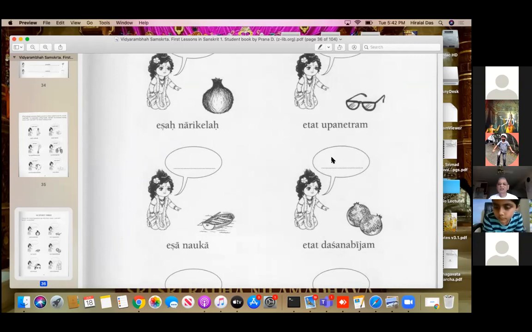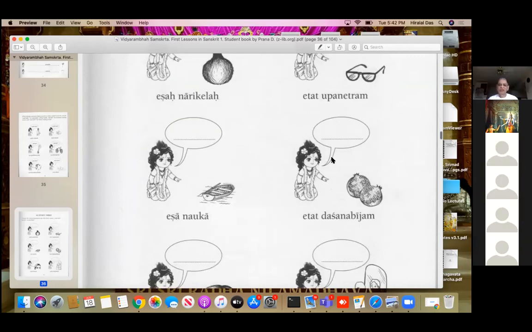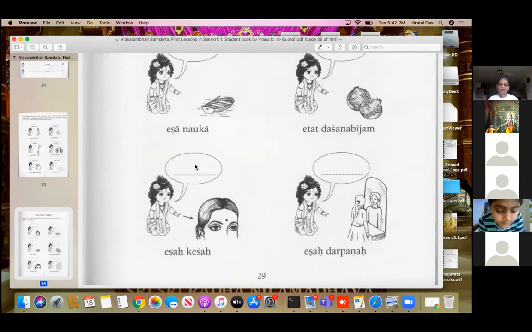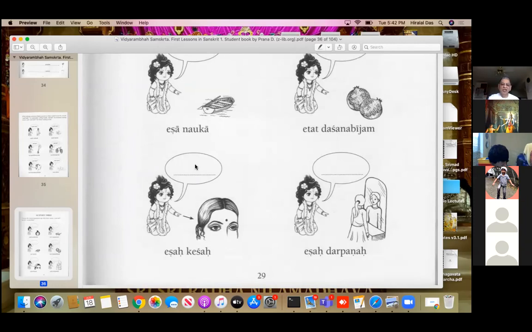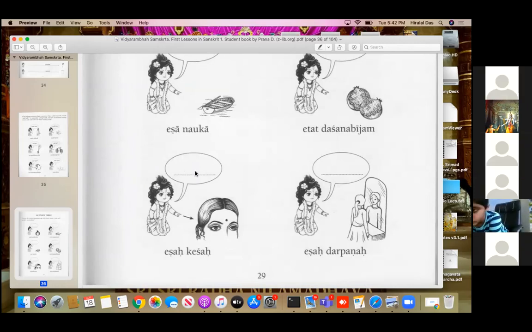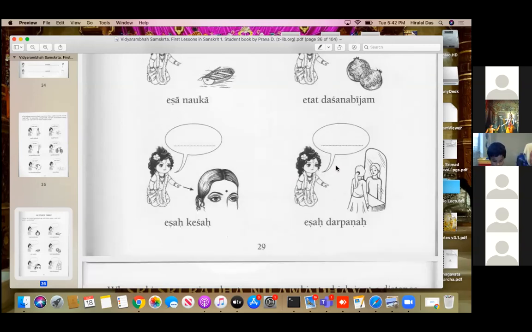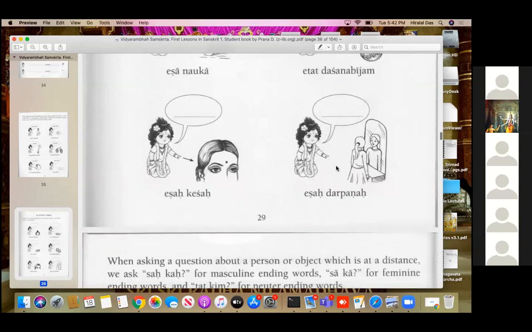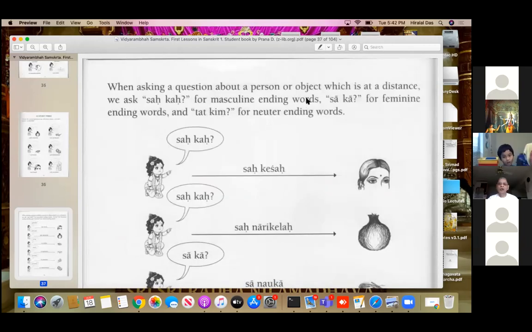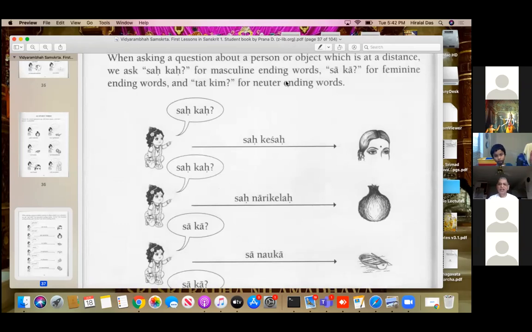What about here? एतत् किम्? Etat dasana bijam. Very good. किम्? You use here एषः कः? Esah kaha. What do you use here? एषः कः?